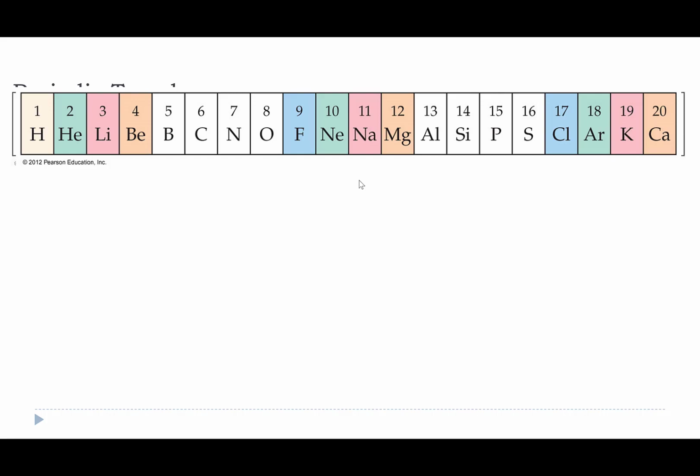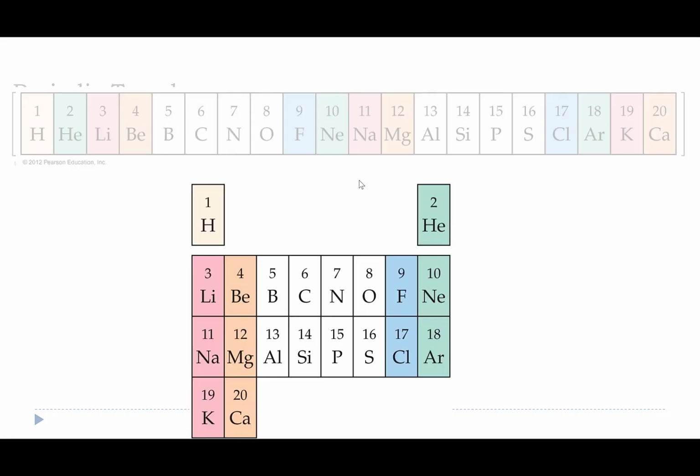What kind of properties am I talking about? Things like, does it conduct electricity? Is it a solid at room temperature? What's its boiling point? What's its melting point? Things like that. Does it react in a certain way? And what they noticed is the properties started to repeat every 8 elements or so. Much like an octave in music, so about every 8 notes, they repeat themselves. The periodic table is very similar.